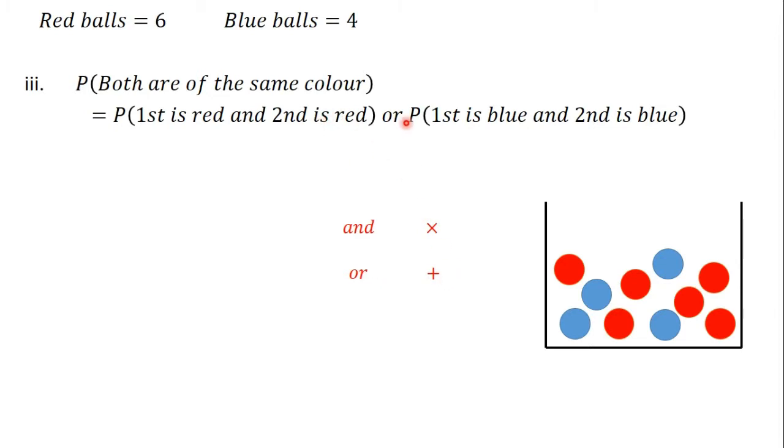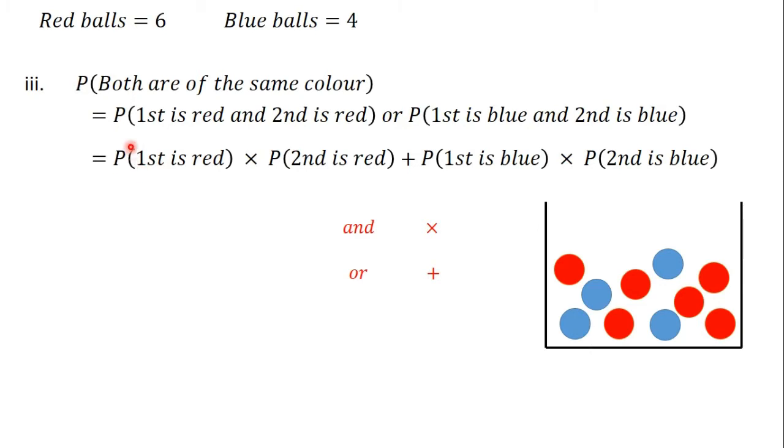So we are going to do the same thing here, and this is going to give us the probability that the first is red, we have and here, so times the probability that the second is red. We have or here, so plus the probability that the first is blue. We have another and, so times the probability that the second is blue. So now all we need to do is to find the probability that the first is red and the second is red, and we also find the probability that the first is blue and the second is blue. Remember, we are selecting the 2 balls one after the other with replacement.